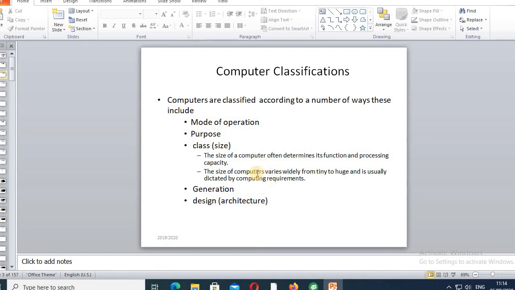Is it okay? The size of the computer varies widely from the tiny to the huge, and is usually determined by the computing requirements. Are you getting that? The size does not matter, but what we look at is how fast that computer is, whether it is big or small. Then another thing we look at is generation.